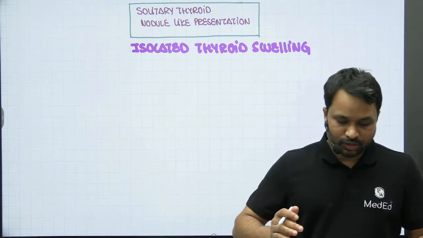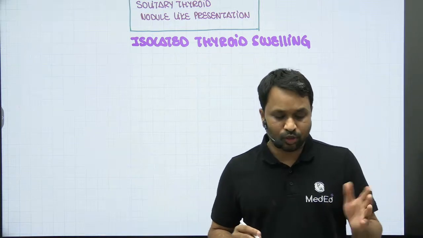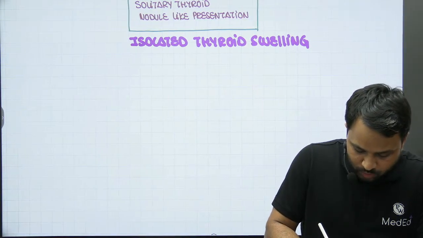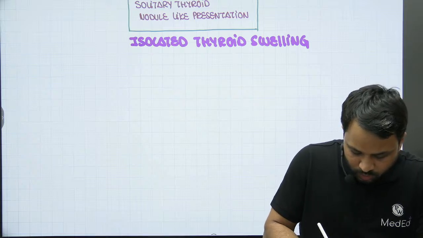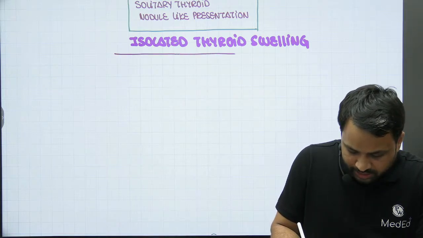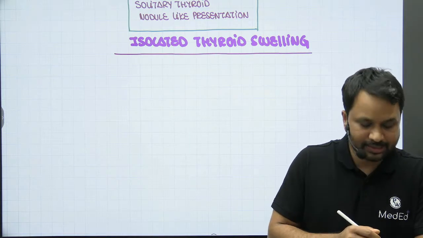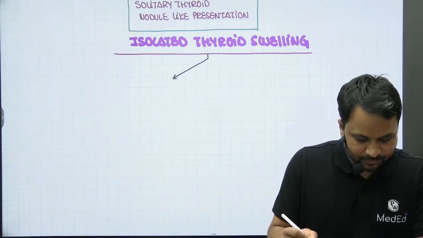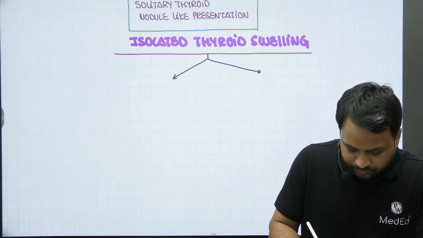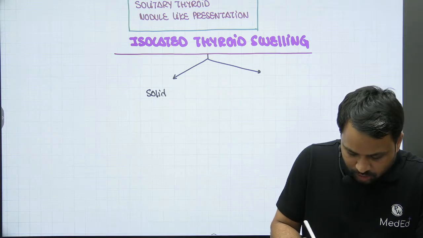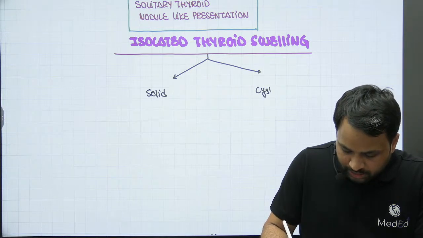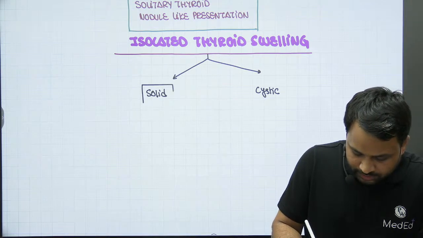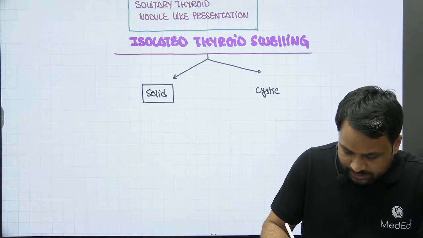Right. So a solitary thyroid nodule-like presentation, which is also called an isolated thyroid swelling, we follow something called the rule of 12. Now, what is this rule of 12? It is to predict the probability of malignancy. This isolated thyroid swelling can be of two varieties. It can be a solid swelling, and it could be a cystic swelling.